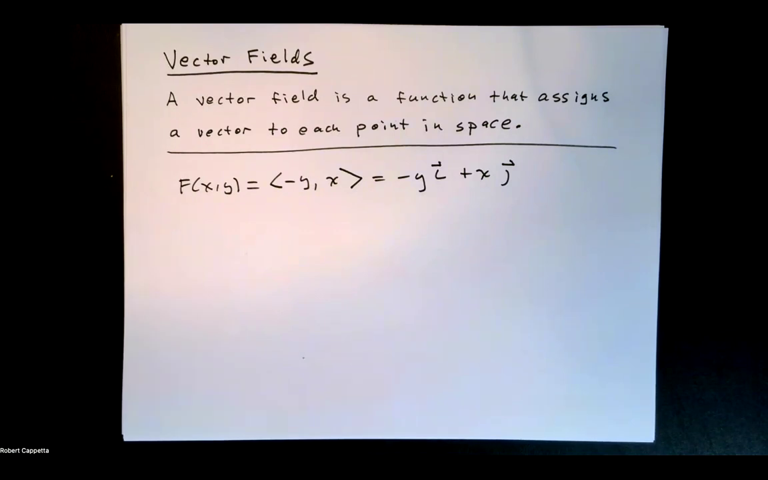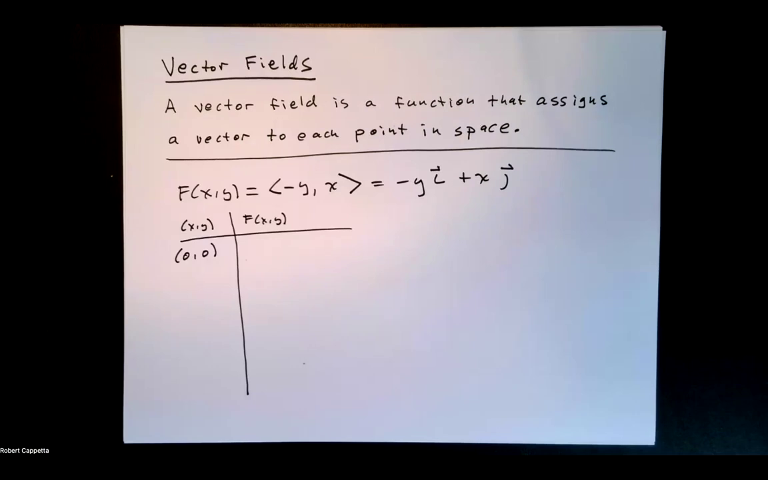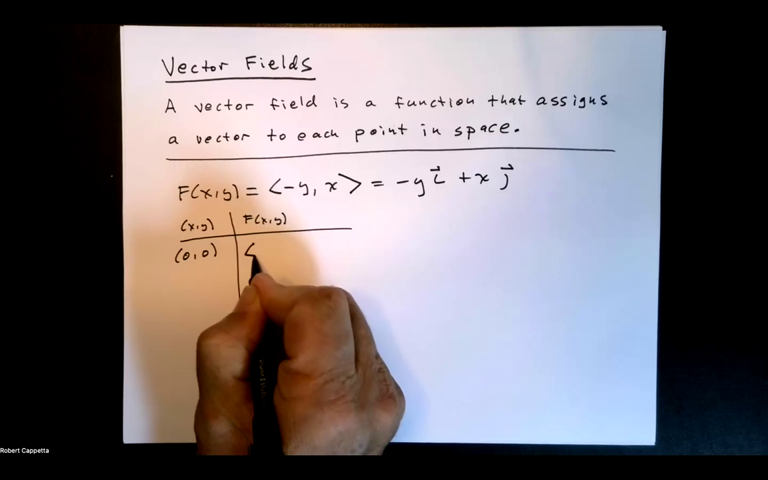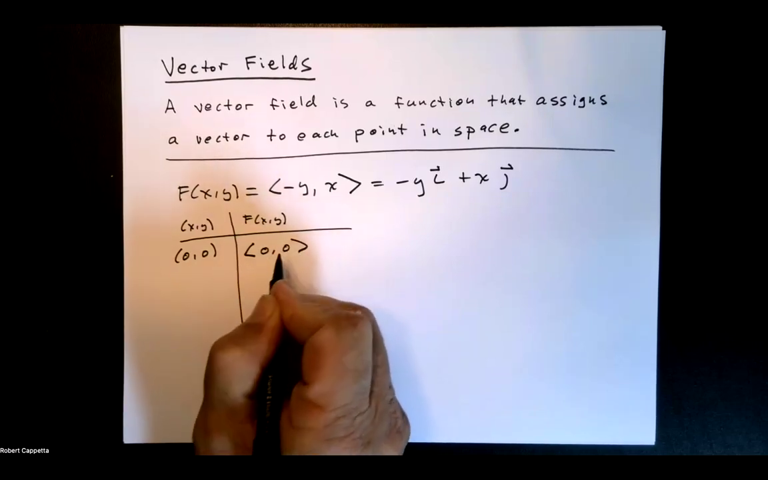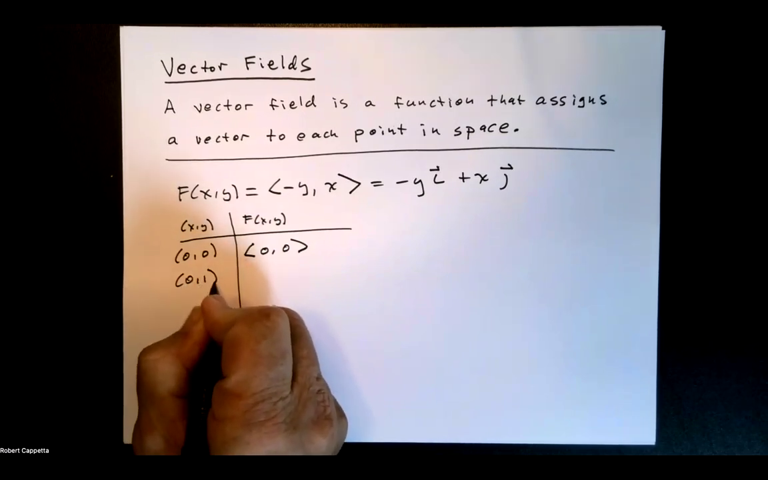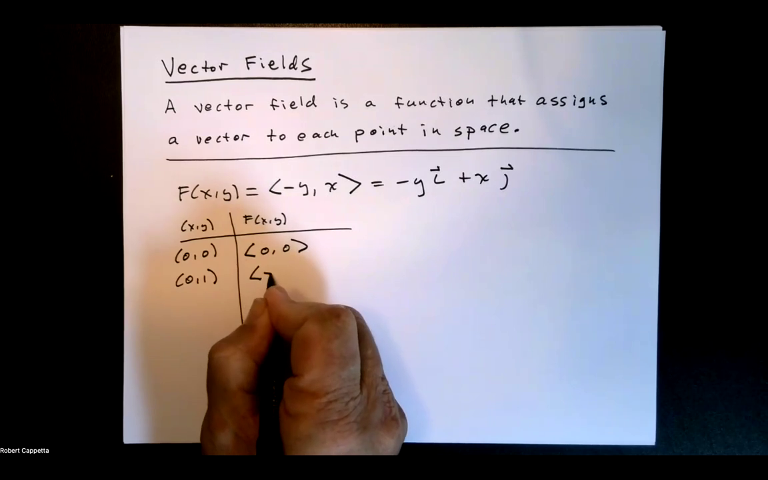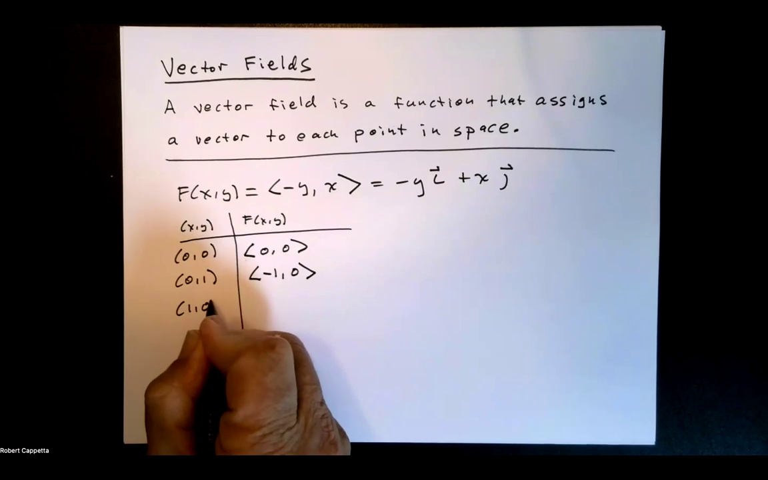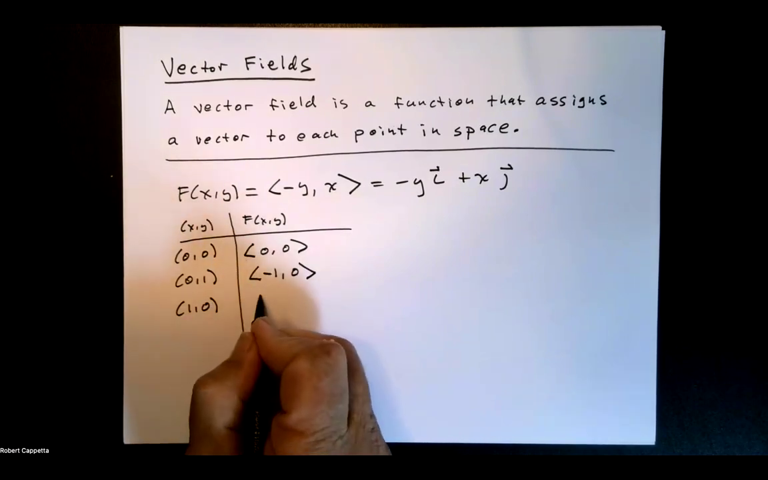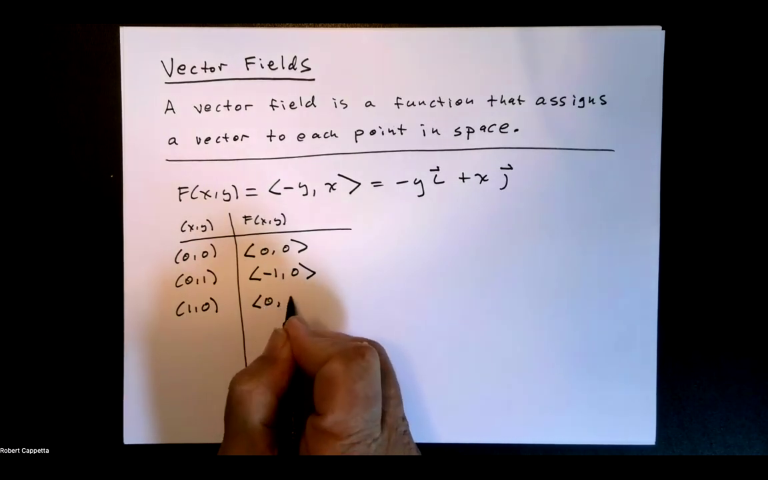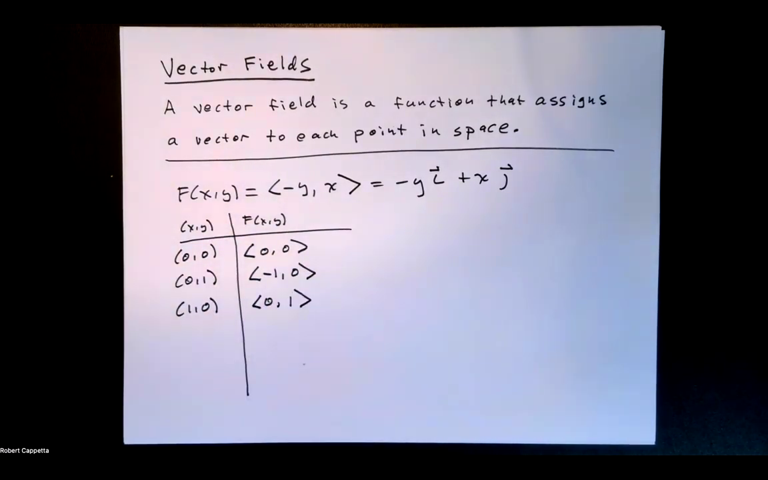So let's pick a collection of points and identify the vectors at those points. The point (0, 0) would have the vector <-y, x>, which is <-0, 0>. So no visible vector there. But if I'm at the point (0, 1), what do we get? Negative y value, <-1, 0>. If we're at the point (1, 0), it'll give me <-y, x>, which is <0, 1>, since x is 1.